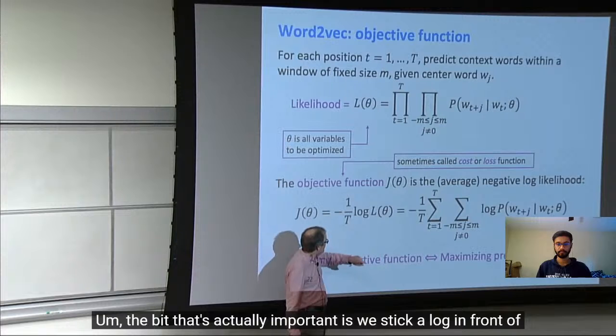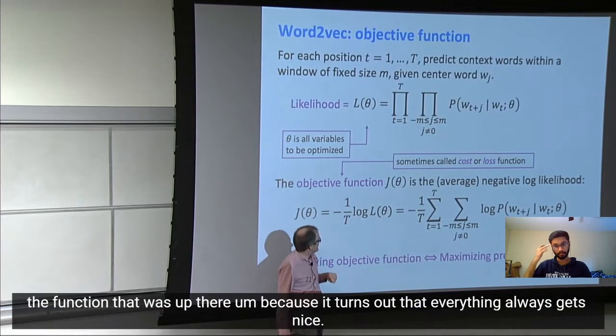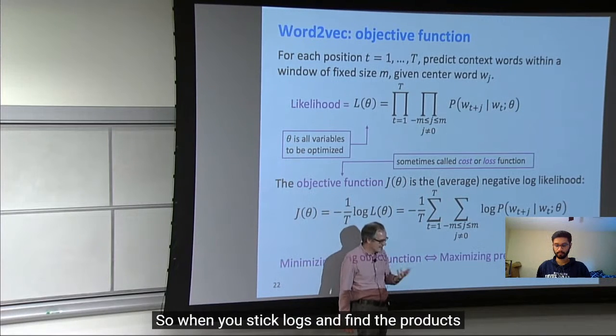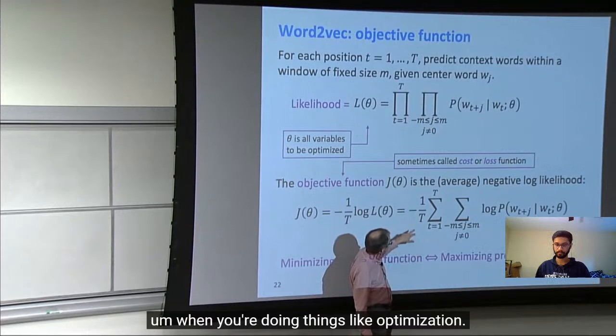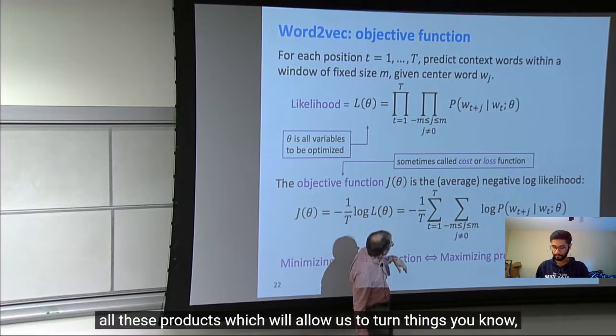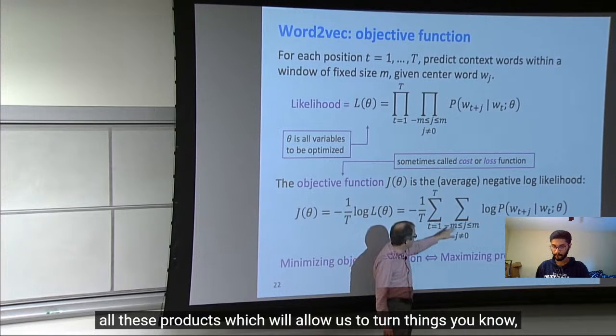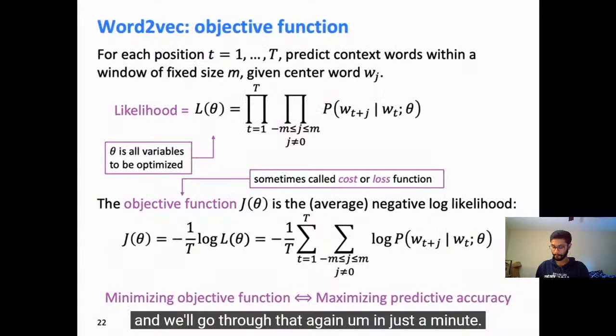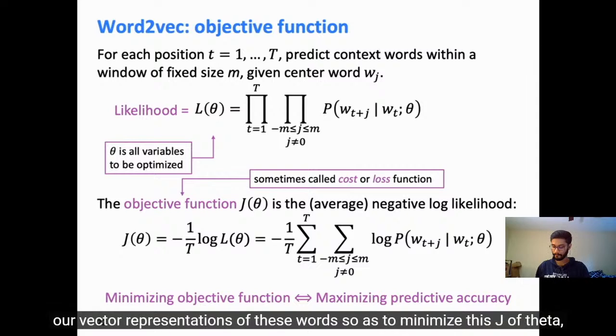The bit that's actually important is we stick a log in front of the function that was up there, because it turns out that everything always gets nicer when you stick logs in front of products when you're doing things like optimization. So when we do that, we've then got a log of all these products, which will allow us to turn things into a sum of the log of this probability. And we'll go through that again in just a minute. Okay. And so if we can change our vector representations of these words so as to minimize this J of theta, that means we'll be good at predicting words in the context of another word.